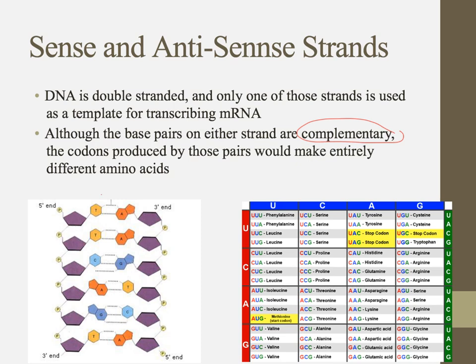So for example, this DNA triplet says T, T, C. If I were to transcribe that onto mRNA, that would be transcribed into A, A, G. And if I translated AAG into amino acid, I would get lysine.